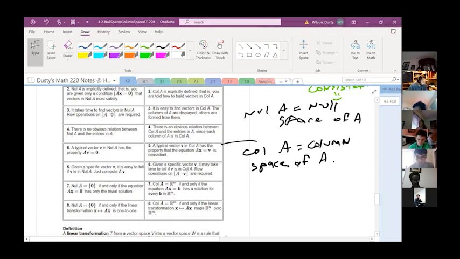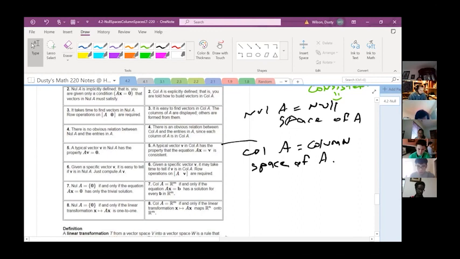Good call. In 7, the null space of A equals 0 if and only if the equation AX equals 0 has only the trivial solution. And the column space of A is all of Rm if and only if the equation AX equals B has a solution for every B in Rm. And 8, the null space of A is 0 if and only if the linear transformation X to AX is one-to-one. And the column space of A is Rm if and only if the linear transformation X to AX maps Rn onto Rm. So in that last one, you have one-to-one on the null space side, and you have onto on the column space side.